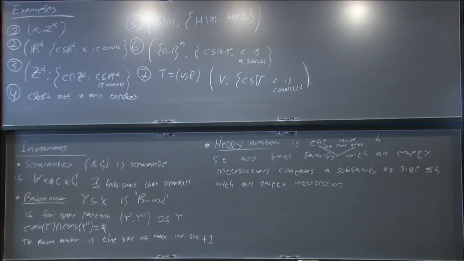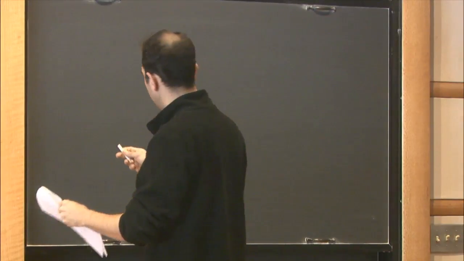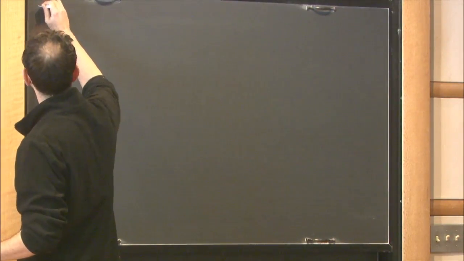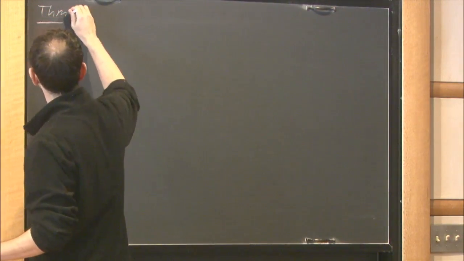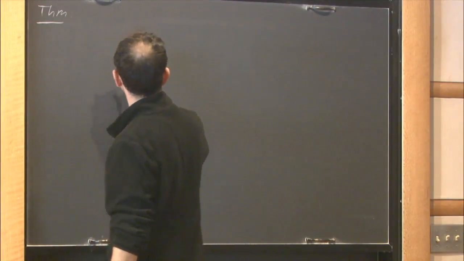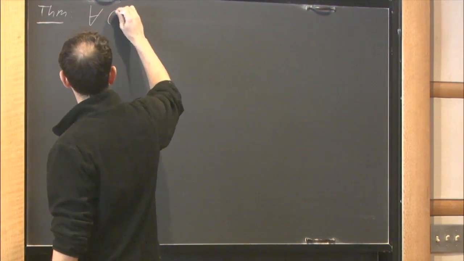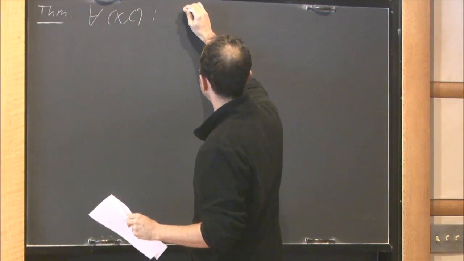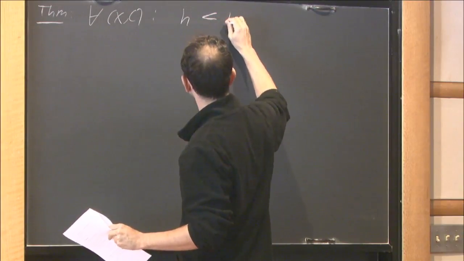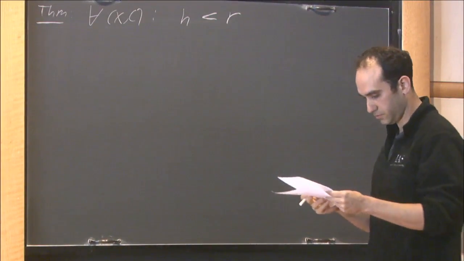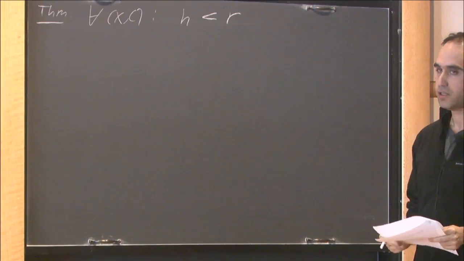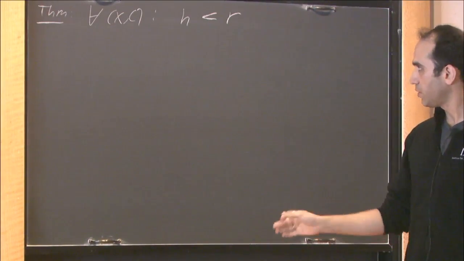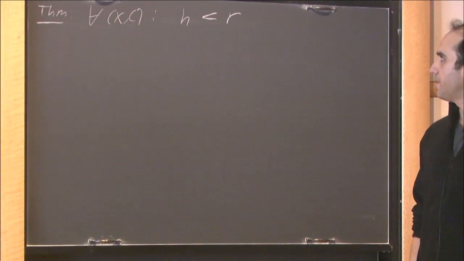The last part of the warm-up will be to prove a theorem by Levi. So, theorem: for every convexity space, we have that the Helly number is at most the Radon number. Okay? I will use it later. That's why I'm proving it.